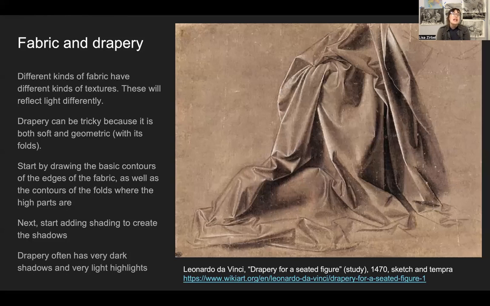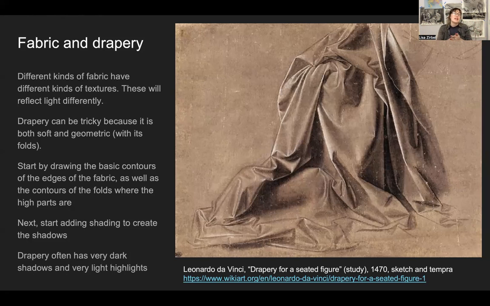Okay, different kinds of fabric have different kinds of textures. These will reflect light differently. Drapery can be tricky because it is both soft, in that it does have very smooth gradients from light to dark, but it can also be very geometric with the way that it folds and lies. So you can have a really soft gradient, a beautiful technical gradient from whitest white to darkest dark, but you could also have a little triangle, a sharp triangle of black because of the way the fabric drapes.